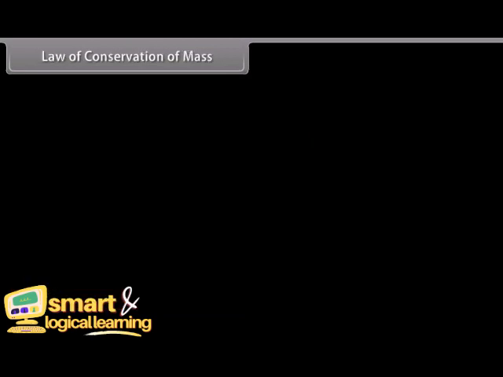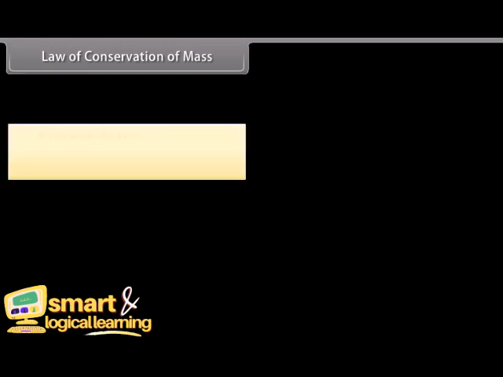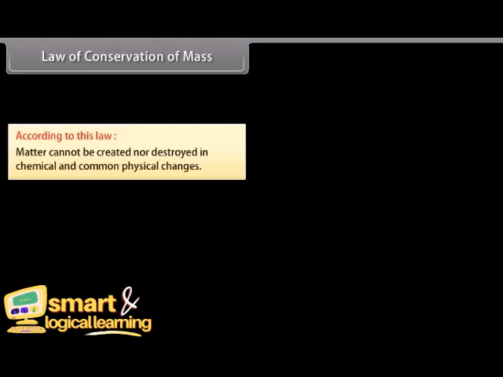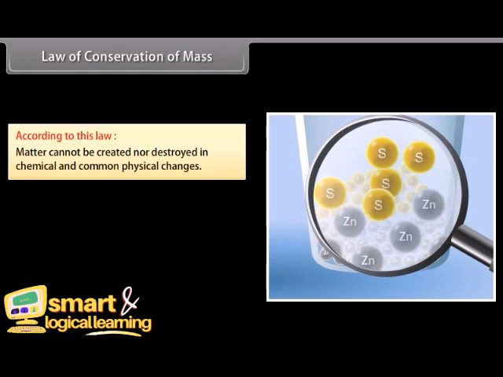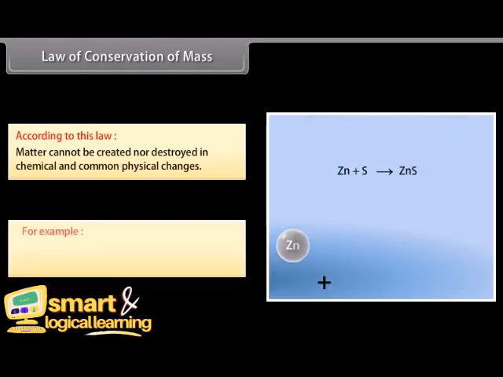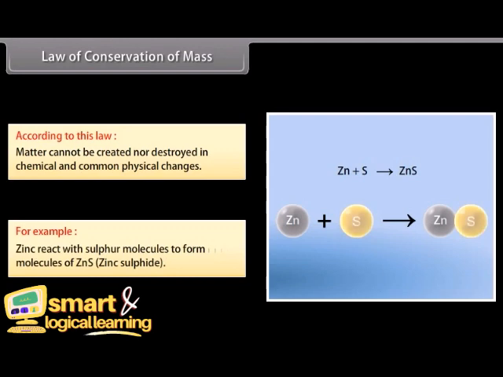Law of conservation of mass. According to this law, matter cannot be created nor destroyed in chemical and common physical changes. For example, zinc reacts with sulfur molecules to form molecules of zinc sulfide.